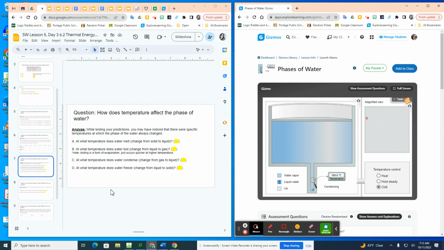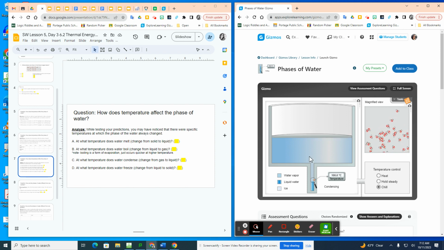Note, boiling is a form of evaporation. It just occurs at a quicker pace because it's going to be at a higher temperature. We're going to add a lot of heat to get it to boil, but the process is still the same, where the water molecules lift up, leave water, and become water vapor.